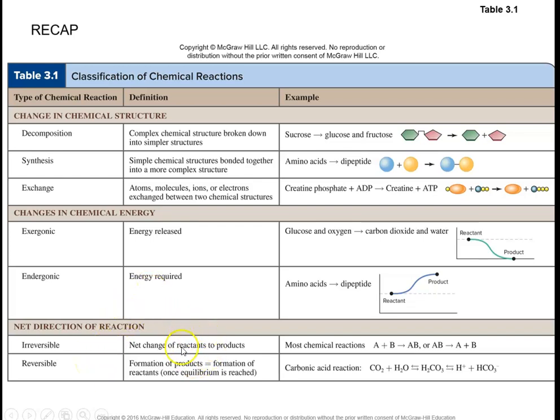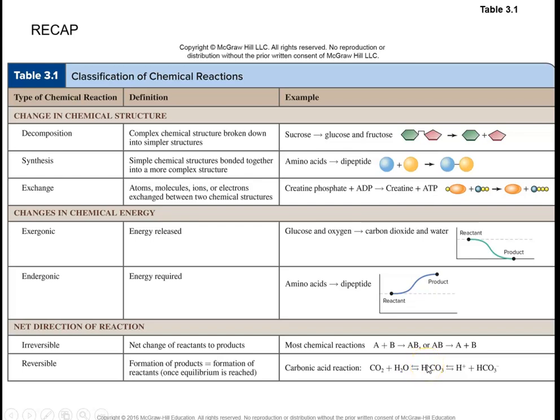And I want you to be really familiar with all of these, be able to identify them through a chemical reaction. If I give you a chemical reaction, be able to tell me if it's a decomposition reaction, a synthesis reaction, an exchange reaction. If I give you a graph that shows reactants and products like this, I want you to be able to tell me which one's endergonic and which one's exergonic and why. And I want you to be able to recognize reversible reactions.